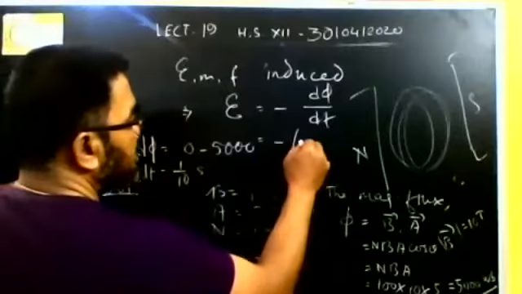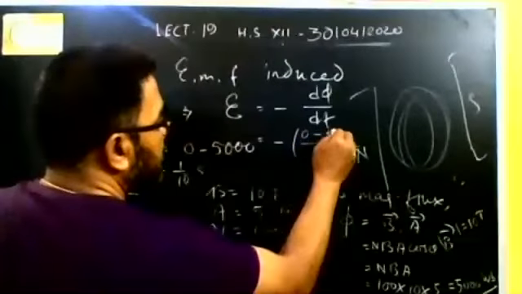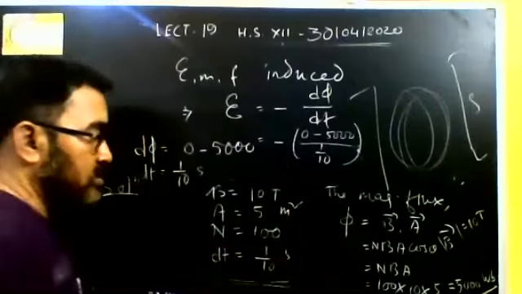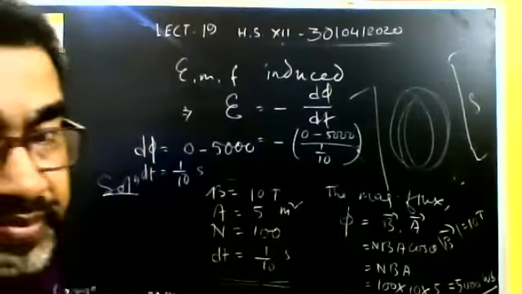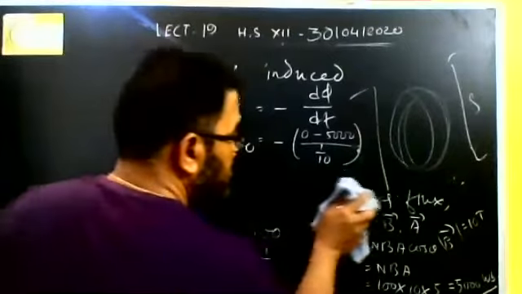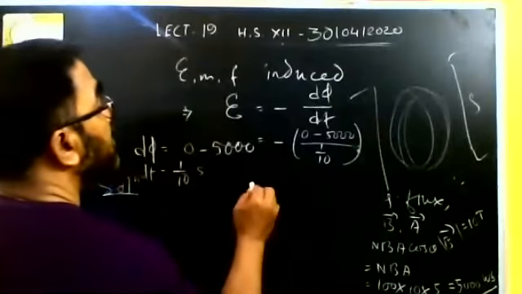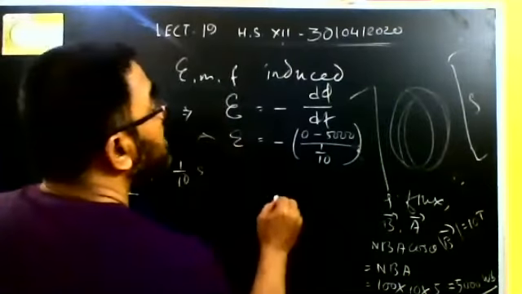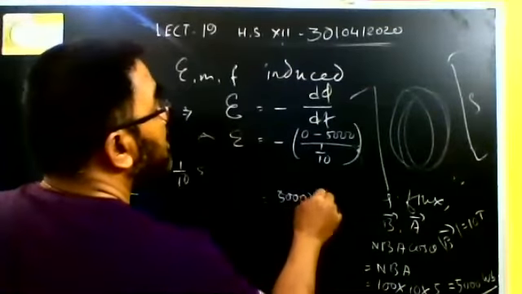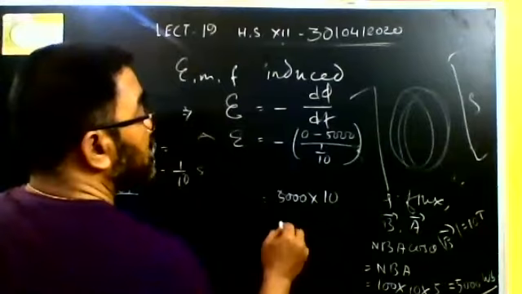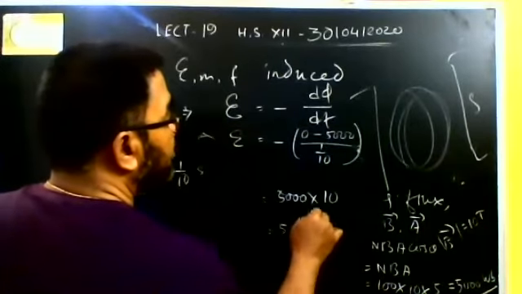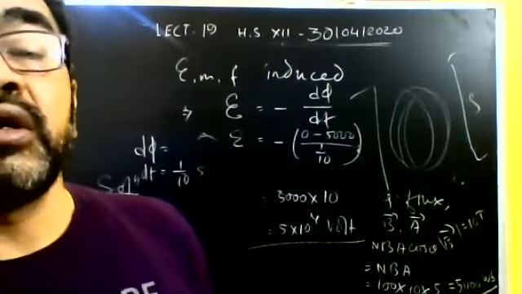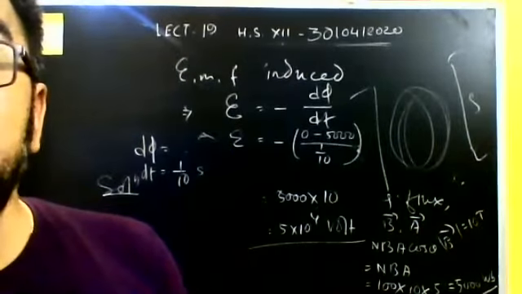So minus, 0 minus 5,000 over 1/10, putting all the values. The minus becomes plus 5,000 into 10, so 5 into 10 to the power 4 volt. So the required induced EMF will be 5 into 10 to the power 4 volt.